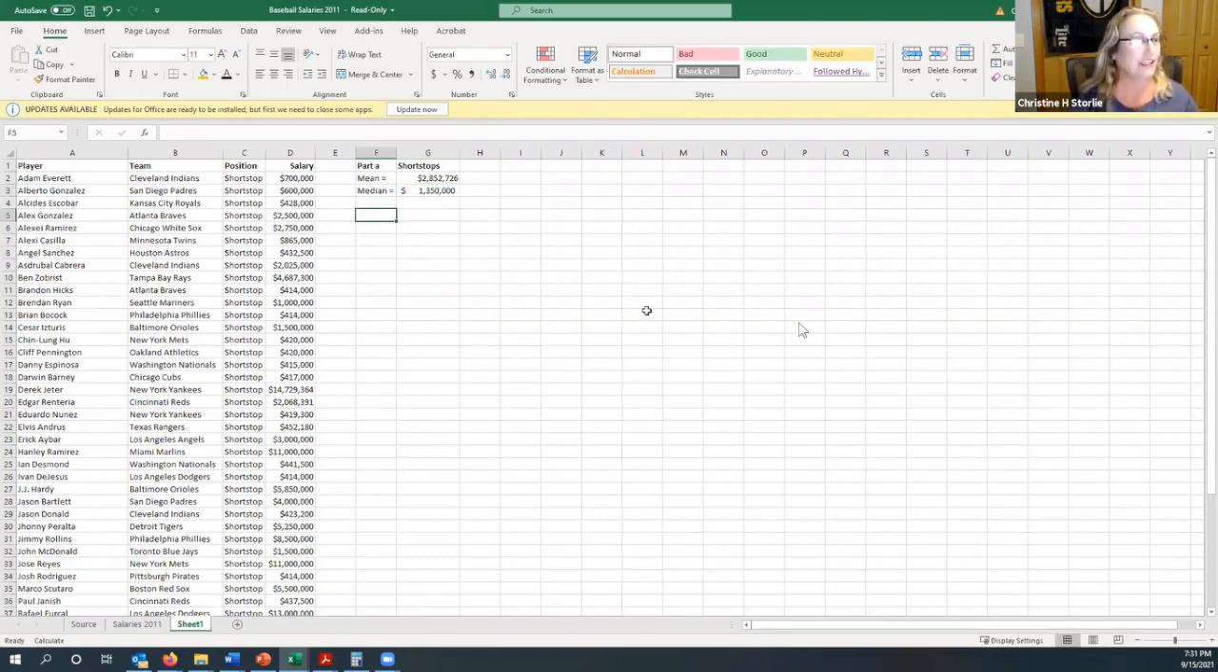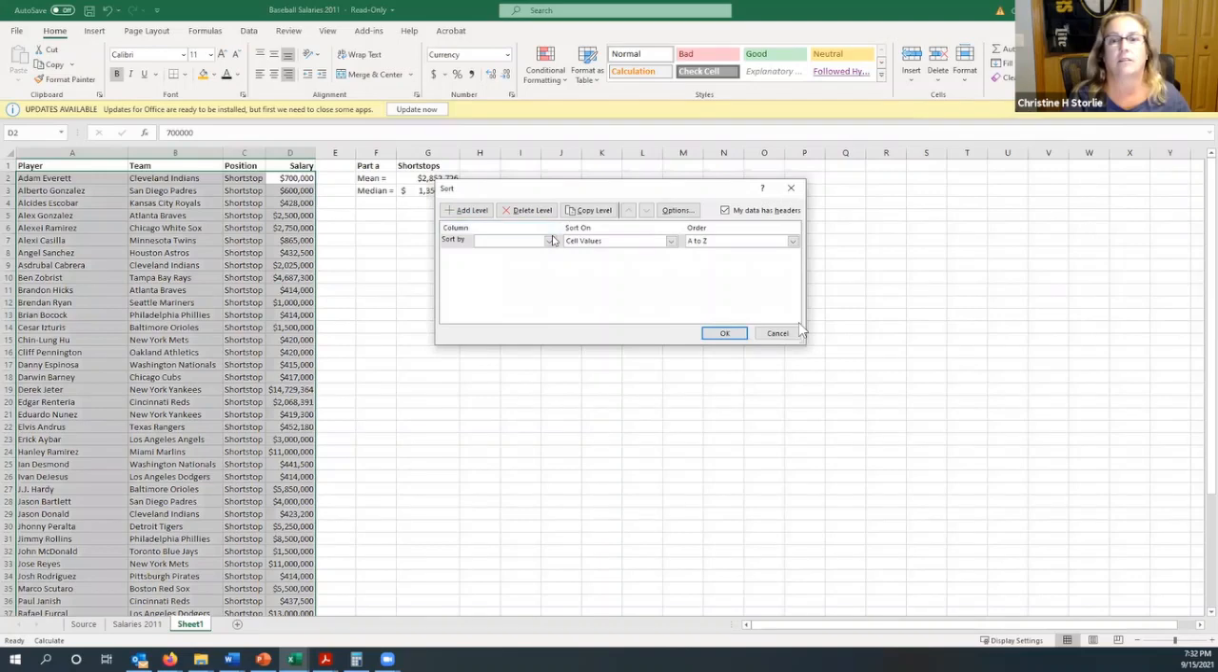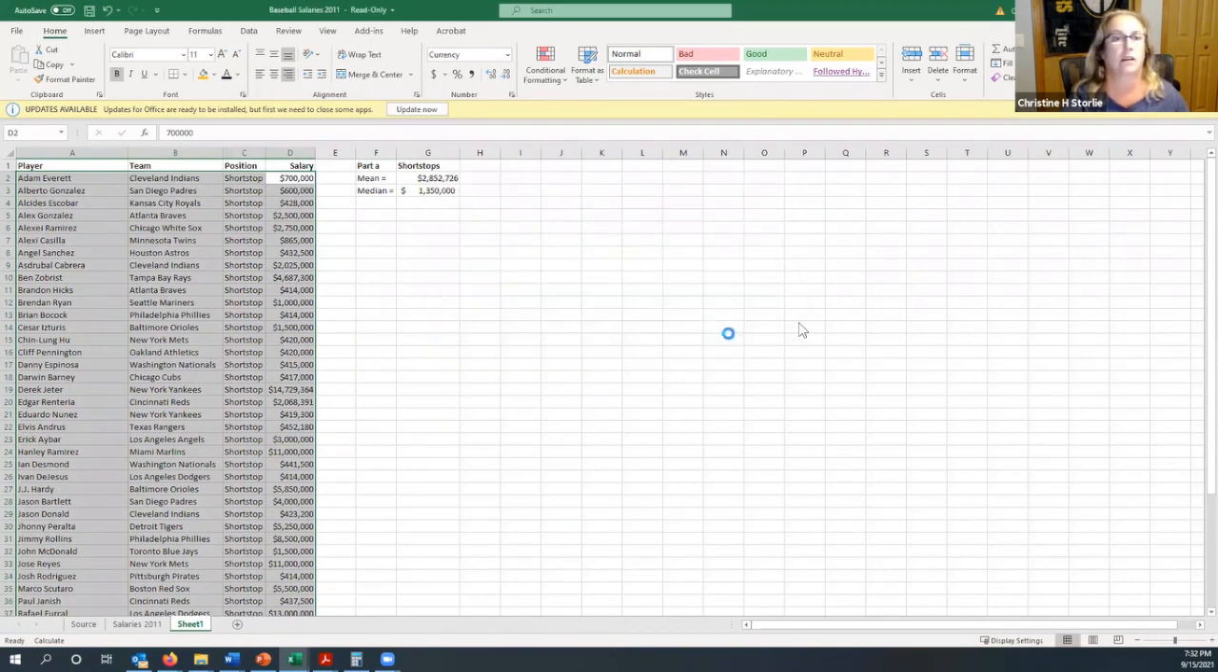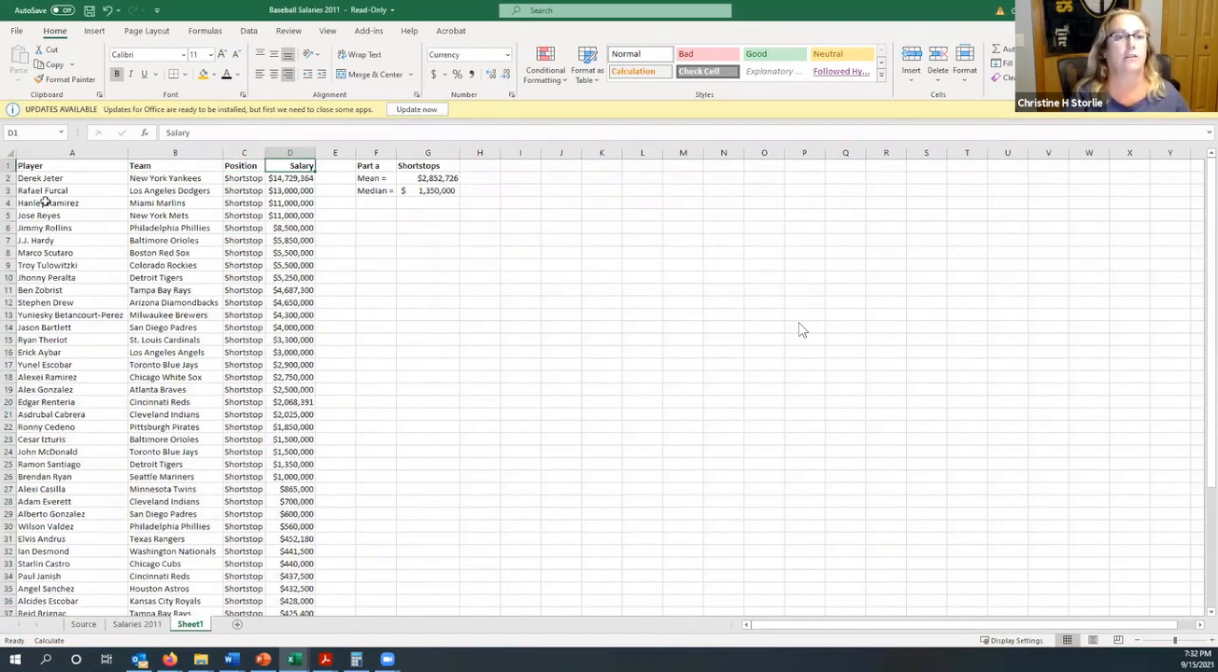So, having said that, obviously the mean salary is affected a lot by the few shortstops who make really large salaries. So just out of curiosity, let's throw a sort in here on salary. Sort, custom sort. Salary, largest to smallest, we want to see who's making the big bucks. And it's going to be Derek Jeter and Rafael Furcal.